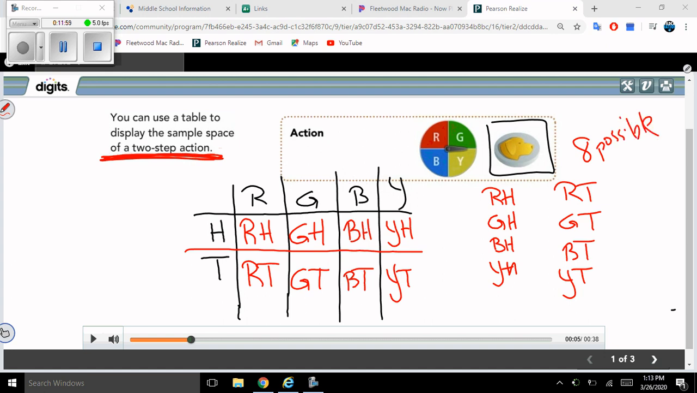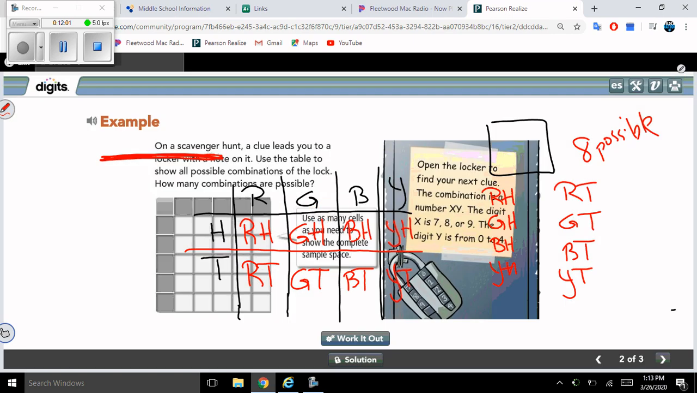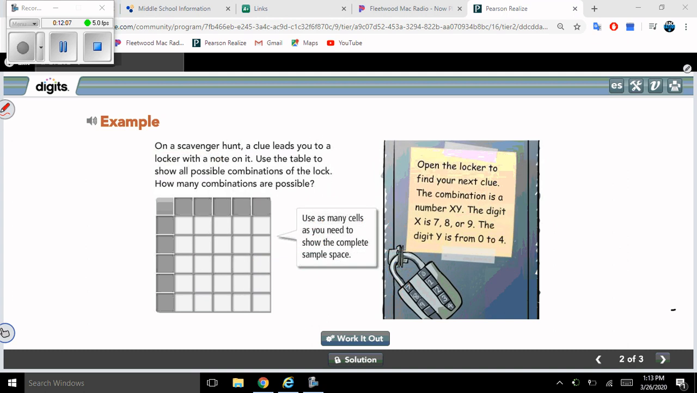All right, moving on to piece 2. Similar situation, locker combinations. This is classic. So in this particular situation, open the locker to find your next clue. The combination is a number, x, y. The digits of x are going to be 7, 8, or 9. So I'm going to go ahead and fill this in as 7, 8, or 9. And the digit y is from 0 to 4. So 0, 1, 2, 3, and 4.